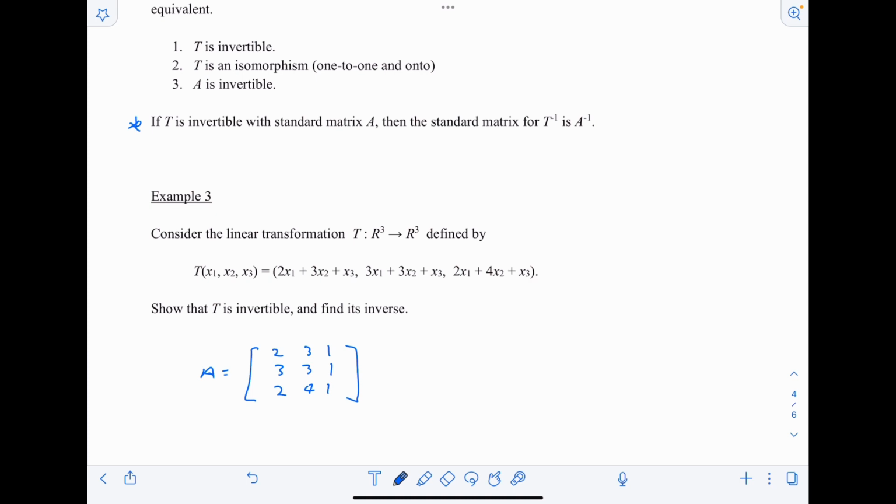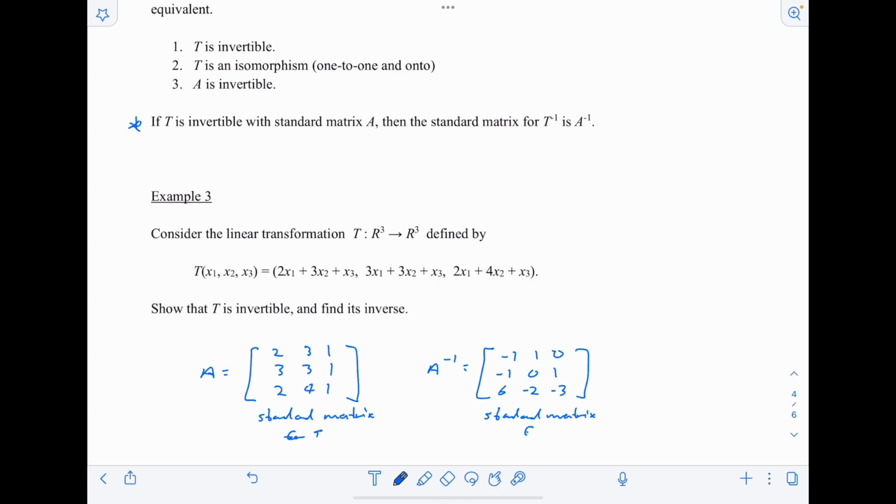And A inverse is literally just finding the inverse of A. So just use software, use your calculator, just find the inverse of A. That is -1, 1, 0, -1, 0, 1, and 6, -2, -3. And I'll leave it to you to verify that. But again, just use software to find that. So A again is the standard matrix for T, and A inverse is the standard matrix for T inverse.